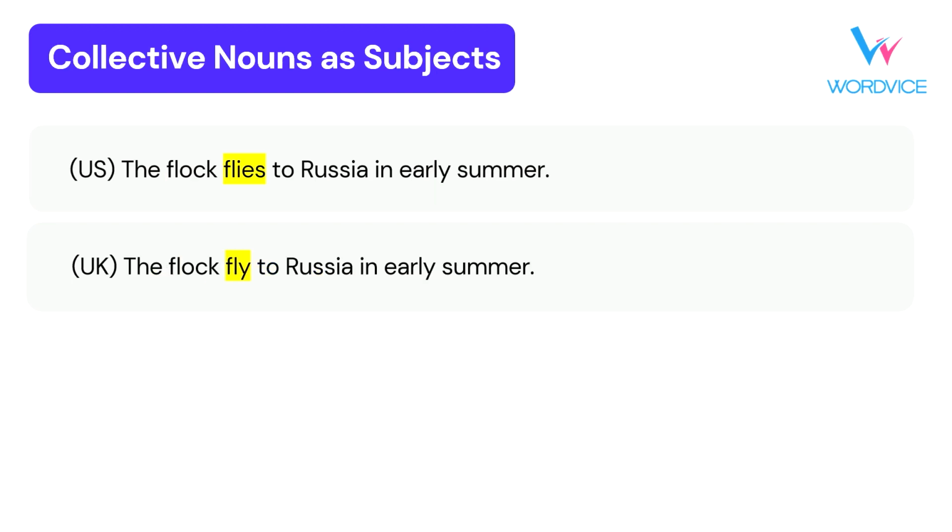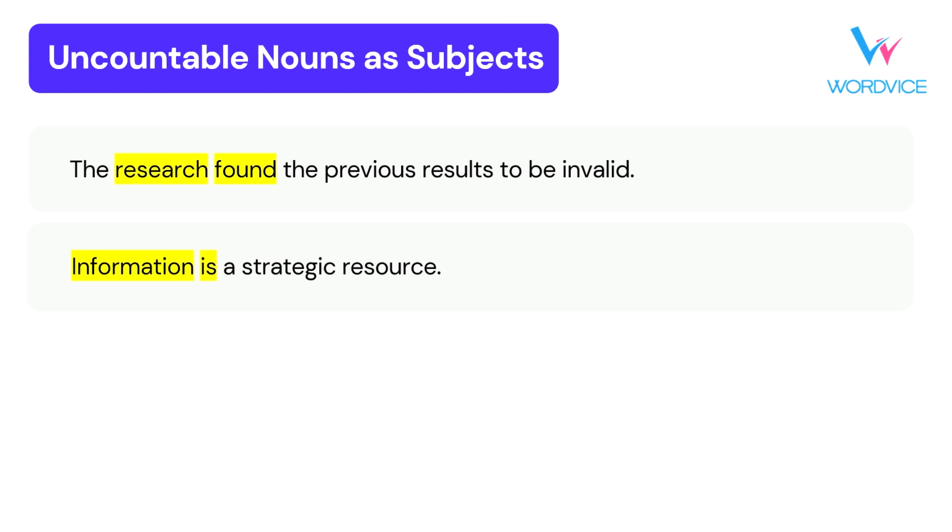Collective nouns are nouns that refer to a unified group of people, animals, or things. Collective nouns are typically treated as singular in US English, but as plural in UK English. Uncountable nouns are abstract concepts or general terms, and thus cannot be counted. Examples of uncountable nouns include research, information, progress, equipment, furniture, luggage, etc. Uncountable nouns always take singular verbs.